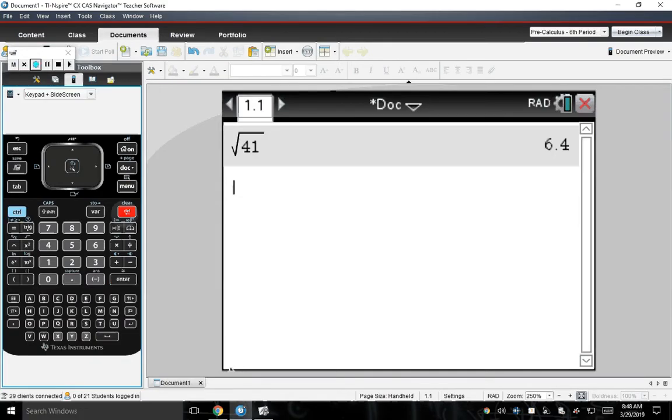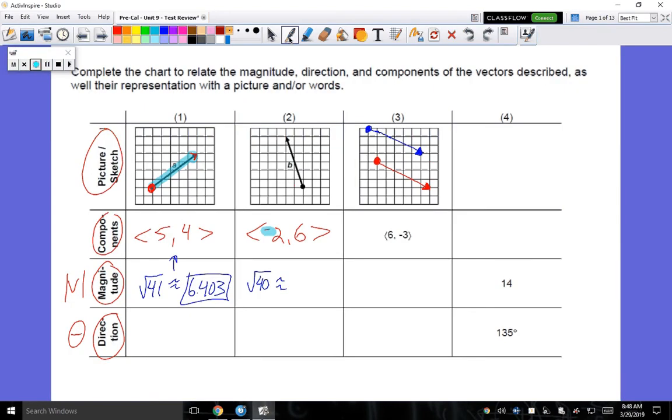And let's see what we get there. So the square root of 40, we'll get control answer and go up. See how many decimals? So it'd be 6.325 if we round up. And let's put units, just a reminder. On these word problems, they could be feet, they could be miles, they could be miles per hour. We have to remember with magnitude to put units. And direction, degrees.